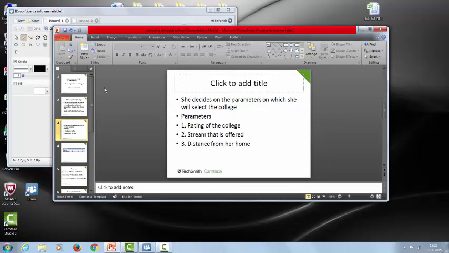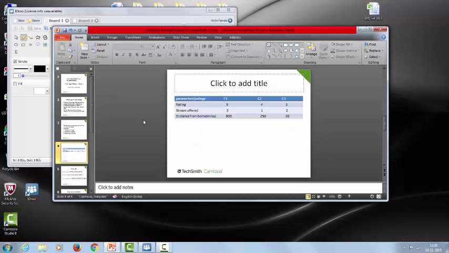In order to decide on the best college, she has to decide upon the parameters. These parameters can be the rating of the college, the stream that is offered to her, and the distance from her home. She has found these parameters for the three colleges and formed a table in which she has listed them. College C1 has the highest rating of 5, it is offering the chemical engineering stream, and its distance from her home is 800 kilometers.